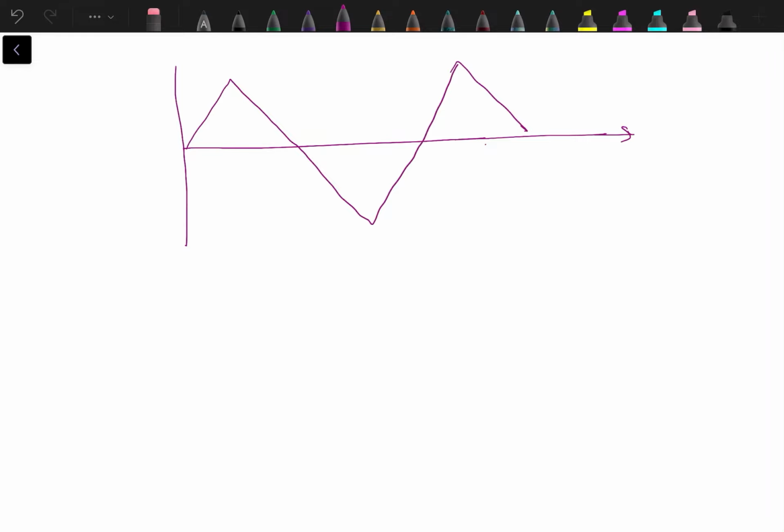So it's repetitive, it keeps on repeating. Here we have t, starts from 0, maximum at 2, then 4, negative maximum at 6, 8, 10, 12, and so on. The maximum value of current is 15 amperes, and on this side it's minus 15 amperes. So this is the variation of current.